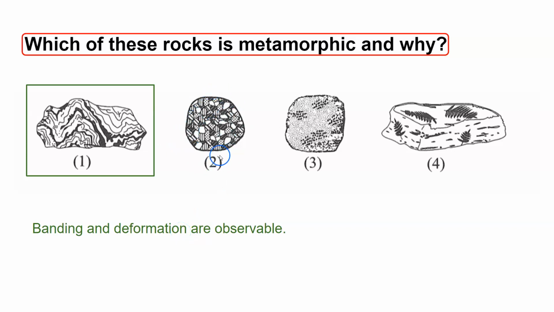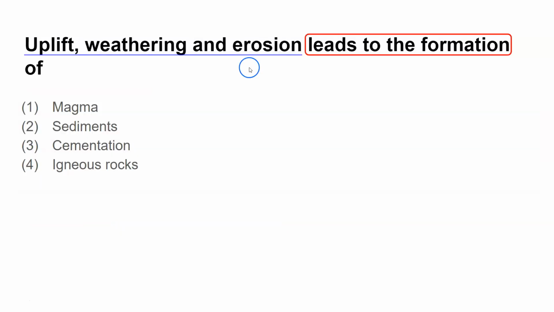Example 2 is an example of a crystalline rock. It could be igneous, it could be sedimentary, or it could be metamorphic. So 2 isn't really indicative of any particular type of rock. It just shows that it's crystalline. 3 and 4 are both examples of sedimentary rocks. And so uplift, weathering, and erosion is what we know. We're trying to figure out what they lead to.